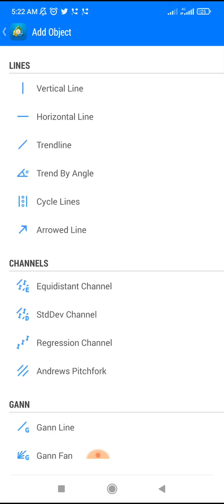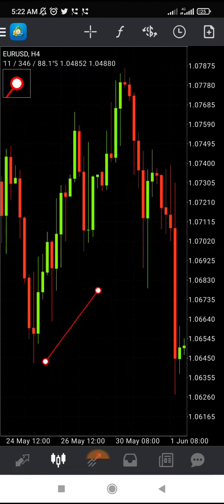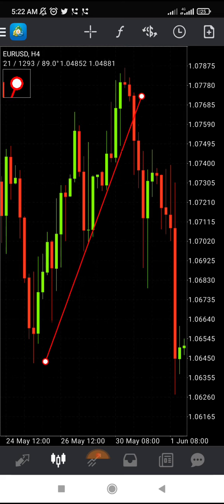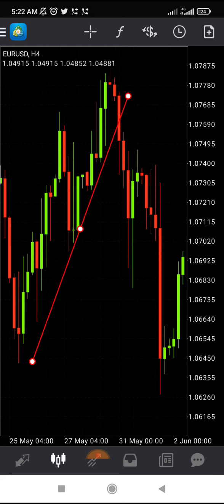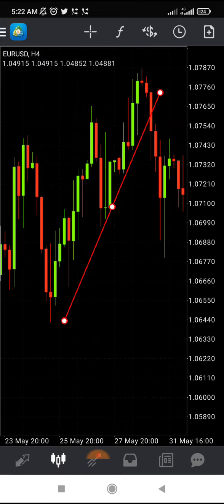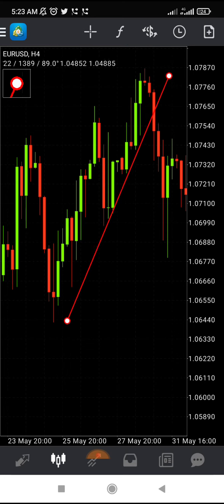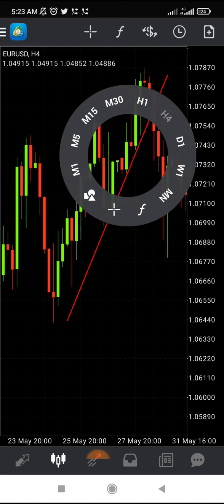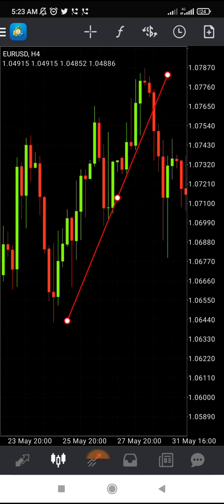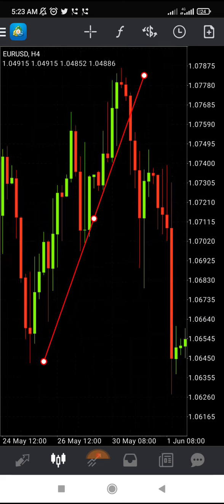Let me get a trend line here. Okay, this is a trend line, right? So when you draw your trend line, this is how it will look like. To draw a trend line, you have to connect at least 2 points, right? So this is my first point, this is one, and this is two. So at least I've connected 2 points here, one and two.